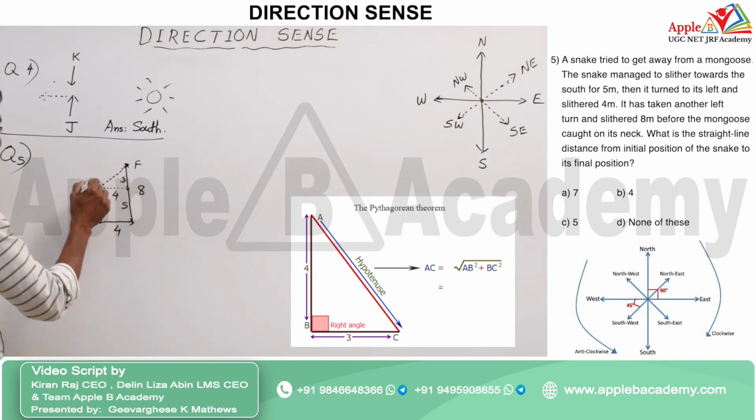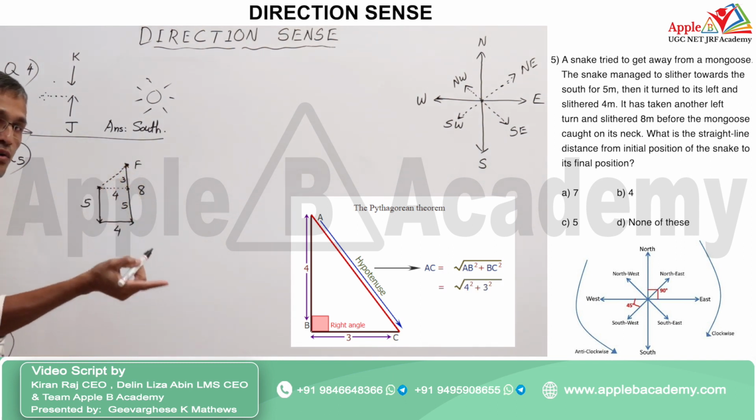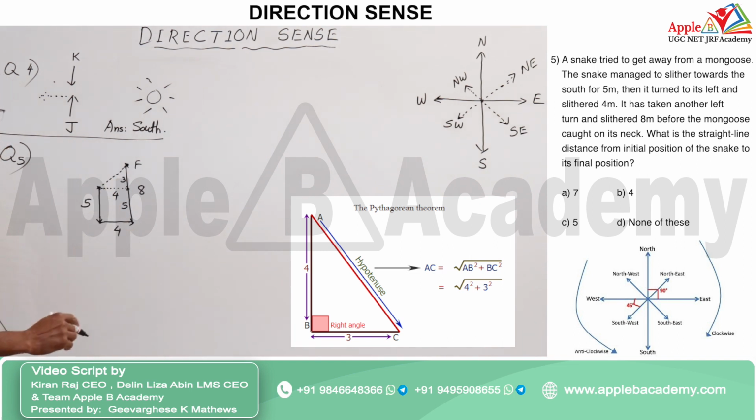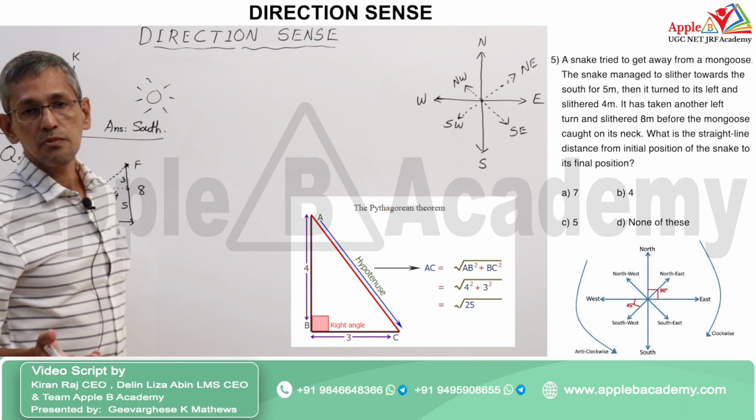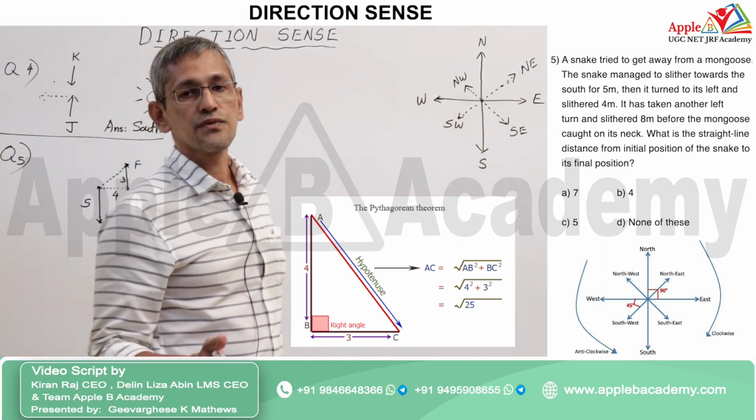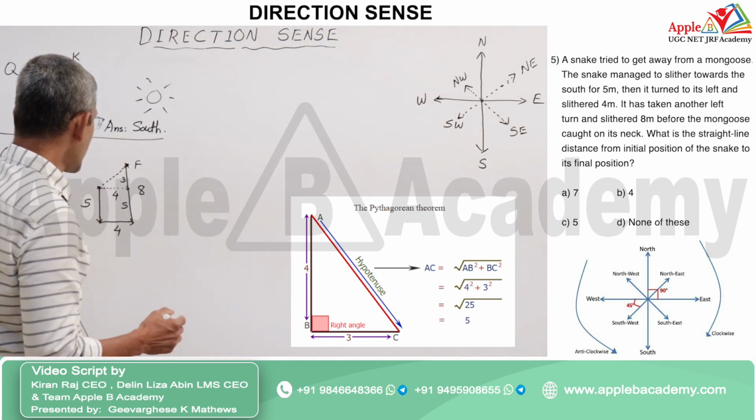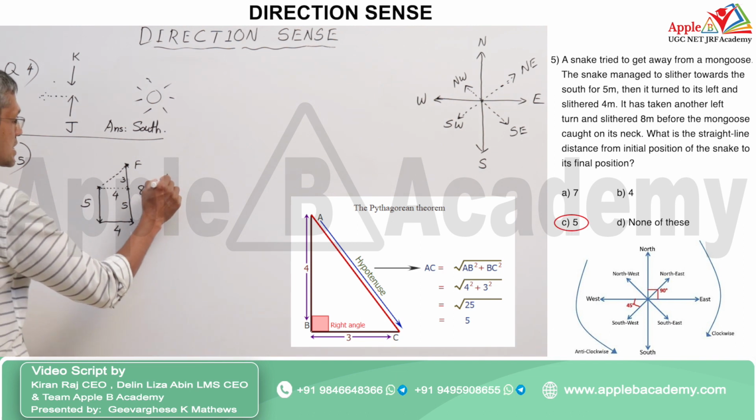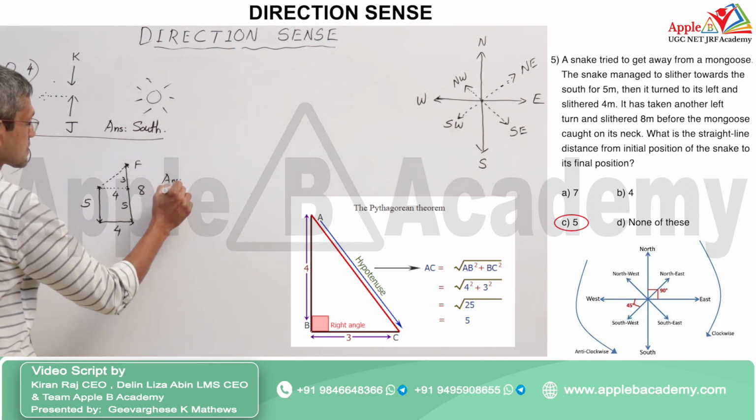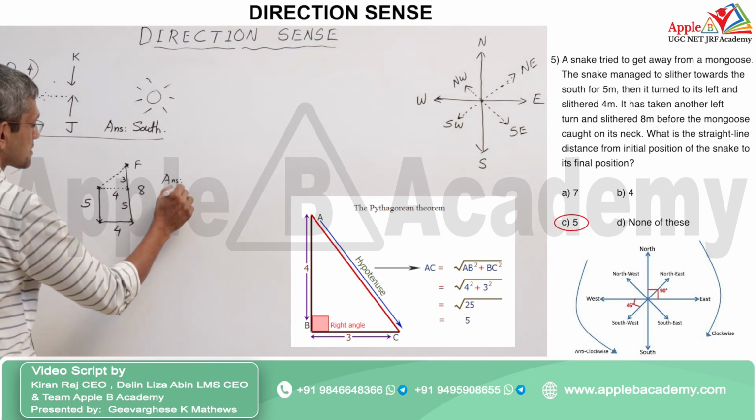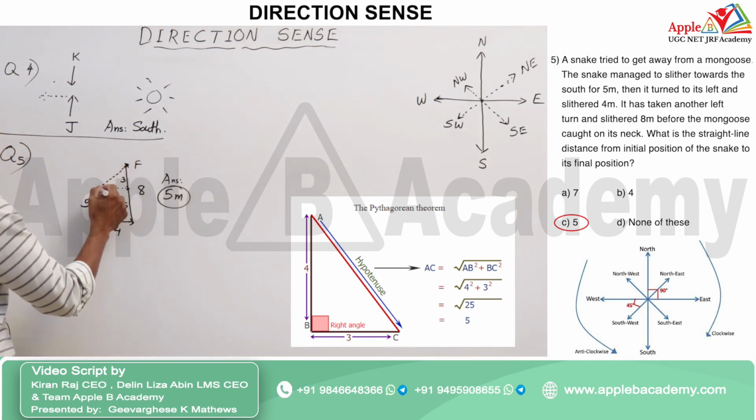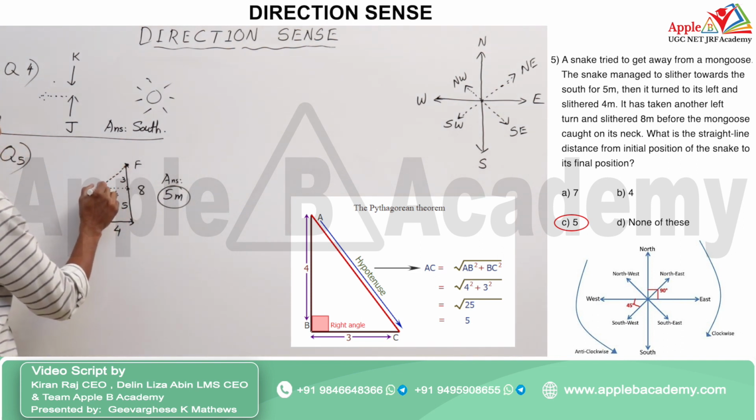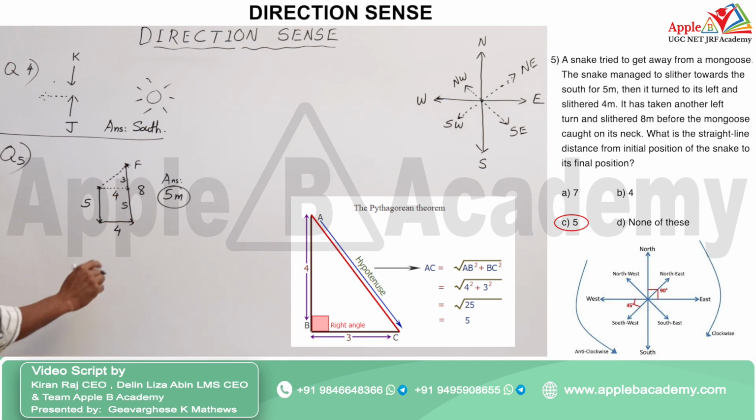So the hypotenuse is the square root of 4 squared plus 3 squared. 4 squared is 16, 3 squared is 9. So 4 squared plus 3 squared is 25. Root of 25 is 5. So the answer is 5 meters. The distance from the initial point of the snake to the final point of the snake is 5 meters.